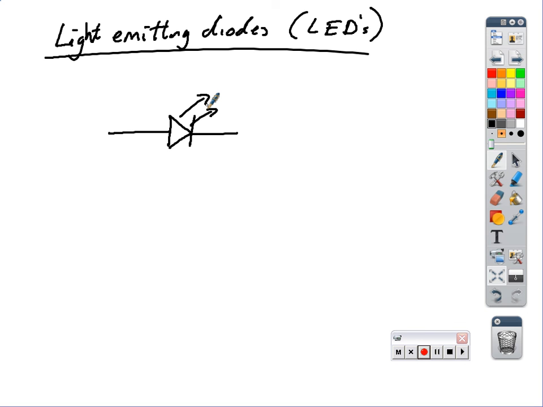Now what I want you to do is draw me a circuit diagram including a battery and an LED that allows the diode to light on your show me board. Do that now.